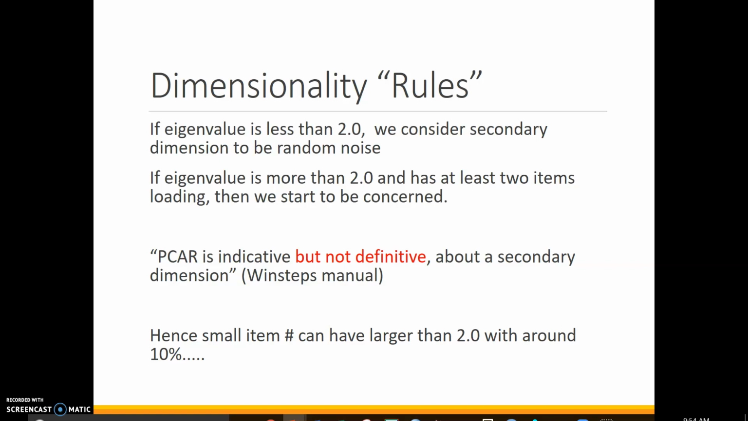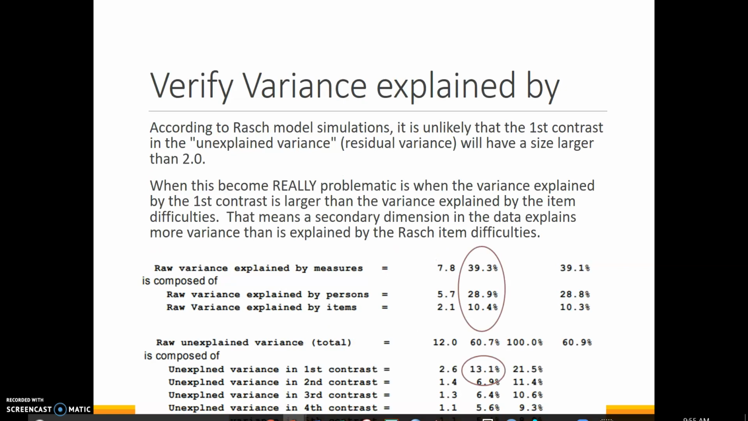So generally speaking, dimensionality rules, if the eigenvalue is less than 2, then we consider the second dimension to be random noise, period. If the eigenvalue is more than 2 and has 2 items loading onto it, then we start to be concerned. So PCAR is indicative but not definitive about that second dimension. Hence, we can have eigenvalues more than 2 and around 10% if there's only one item or a few other situations that you'll be able to see. So here's what table 23 looks like, a portion of it.